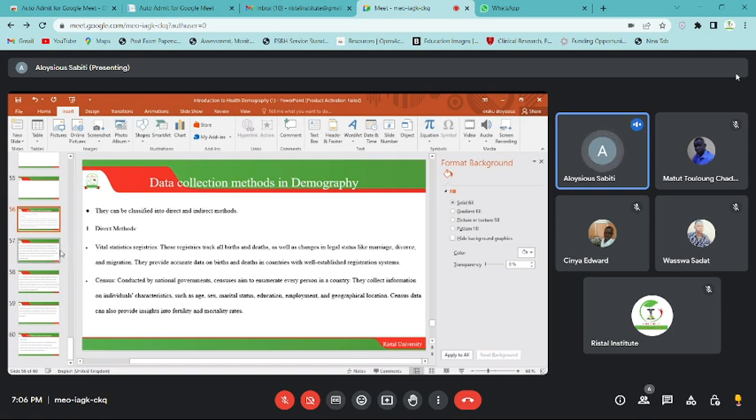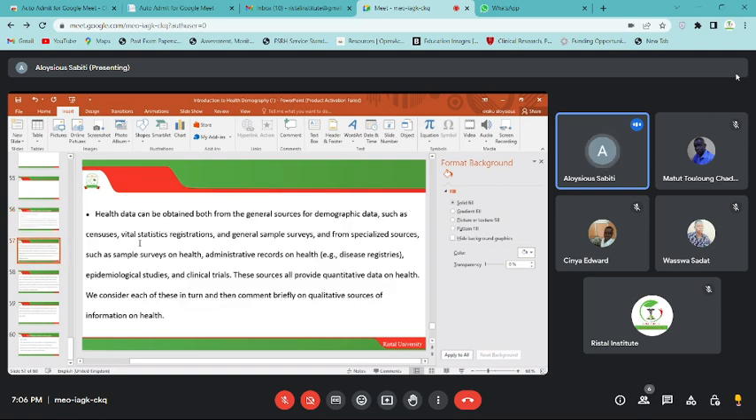one by one. Now, health data, just like we've said before, can be obtained from the general sources for demographic data, including vital statistics, as I've said, censuses, general sample surveys, and from specialized sources such as sample surveys and clinical trials. This is just a brief of some of the data collection tools that we may not be able to look at in this module.